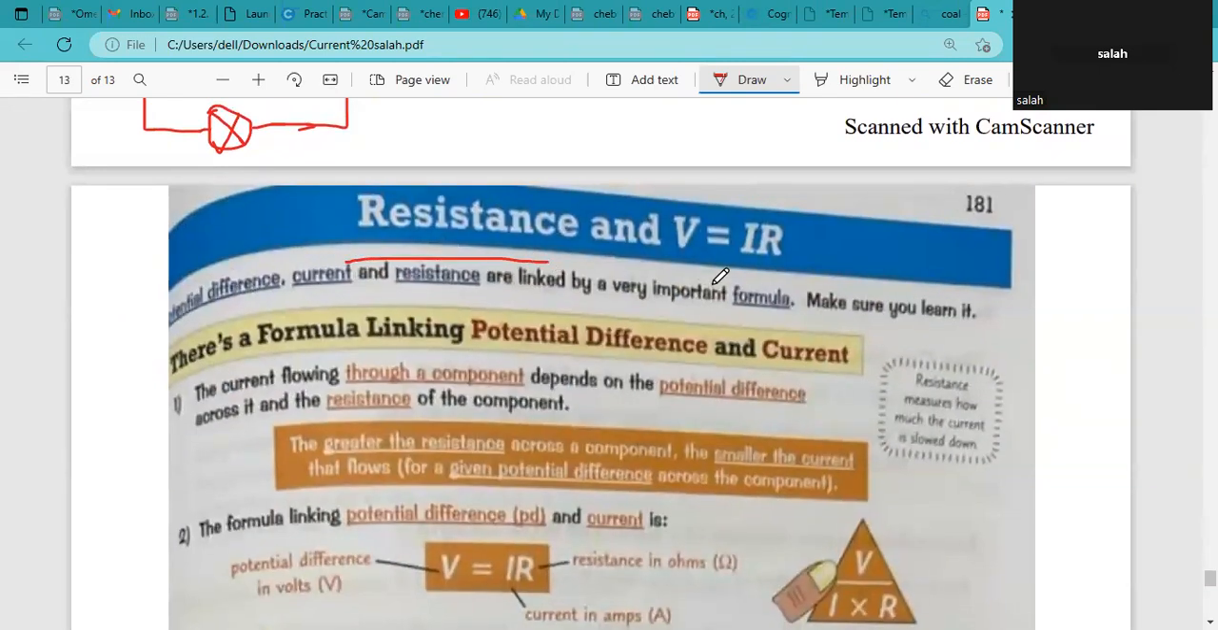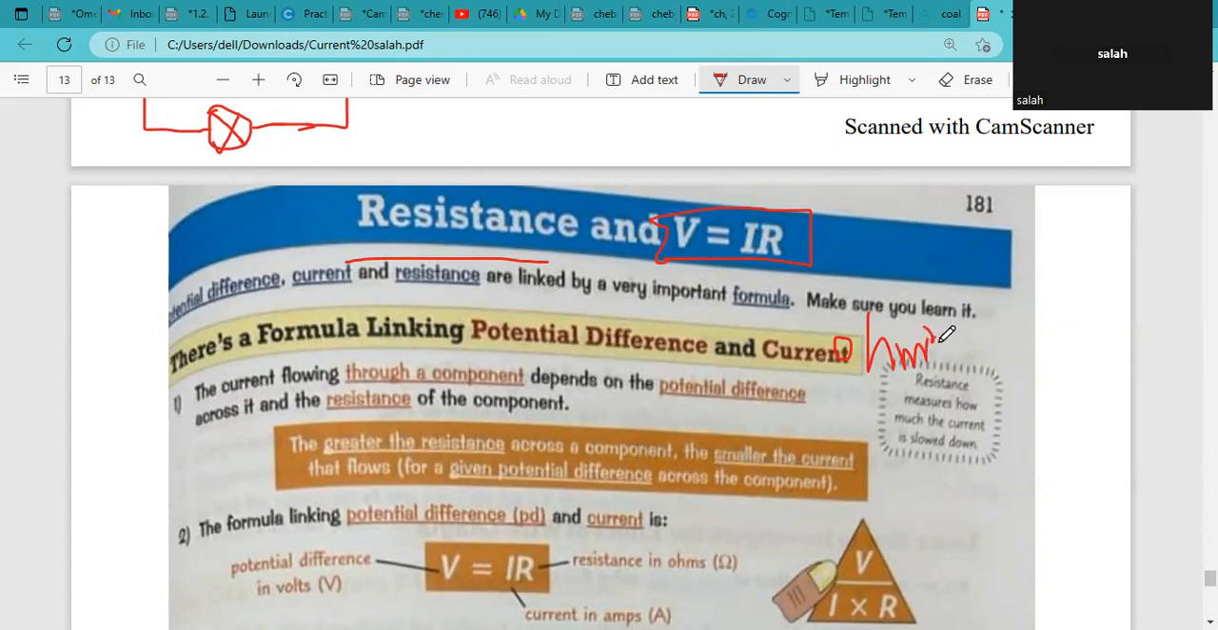So we have resistance, which equals V over I. This is a very important formula. As I told you, we will see in detail what resistance and potential difference are. It was actually given by a scientist whose name is Ohm, so that's why we name it Ohm's law.